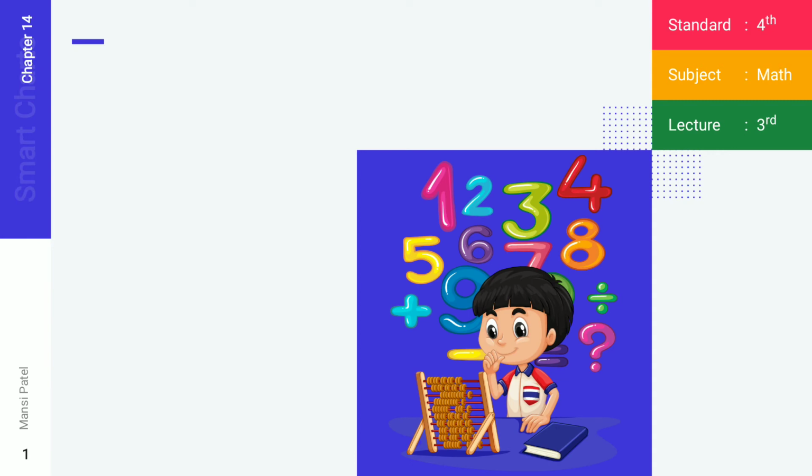As you know already, the name of our chapter number 14 is Smart Chart. In the first session of this chapter, we studied the introduction part of Smart Chart. Then after, we studied the different types of charts. After that, in the second session, we studied some question answers regarding the bar graph, and there are two different types of bar graph, either horizontal or vertical.